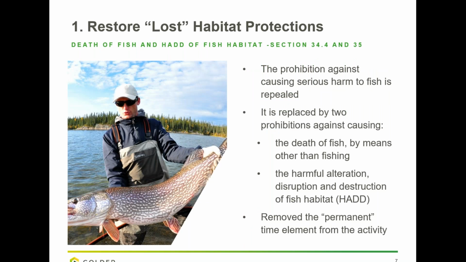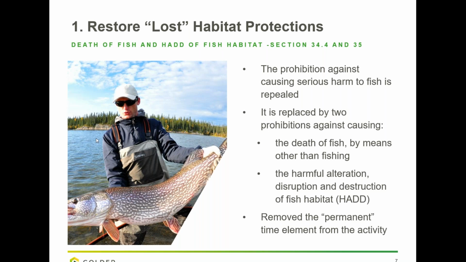So the first one, and the big one and obvious, was the restoration of the lost habitat protections. And this was repealing the serious harm to fish and replacing it again with the prohibition of the death of fish by means other than fishing, and the harmful alteration, disruption, and destruction of fish habitat. A couple of things on the death of fish. That's always been in place. So there was a prohibition against killing of fish prior to 2012. The death of fish was part of the definition of serious harm up until the change. So it's always been a component of the Fisheries Act and prohibitions in the Fisheries Act.